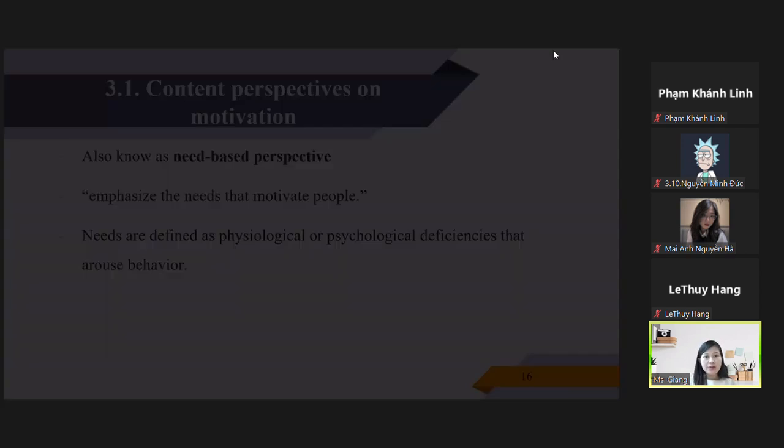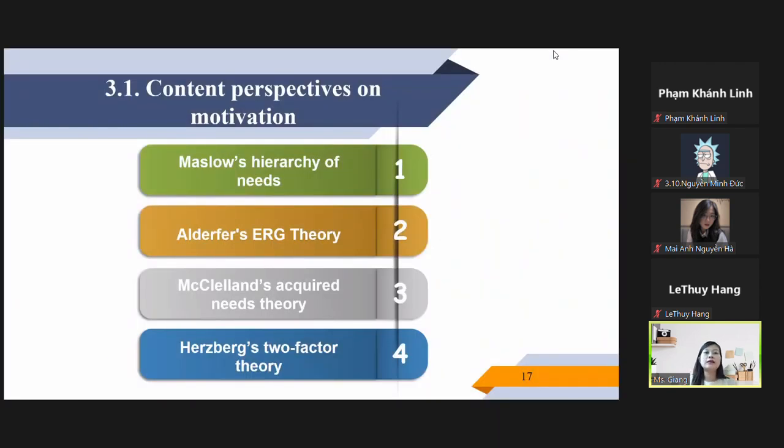Okay, let's see how many theories in this content perspective. We have 1, 2, 3, 4 theories in total. The first one, very similar to us, right? The Maslow hierarchy of needs. Then McClelland's acquired needs theory and Herzberg's two-factor theory. The first one.